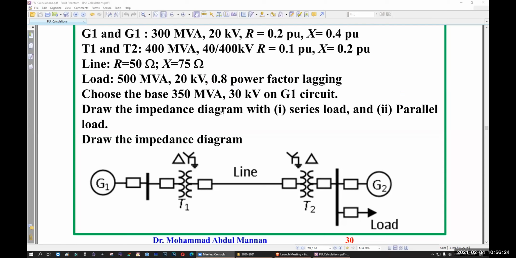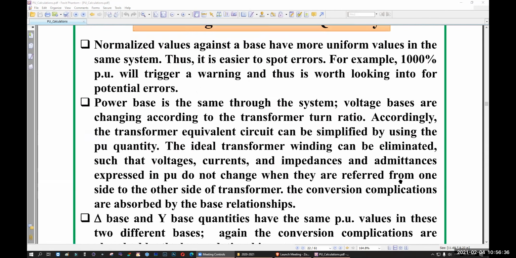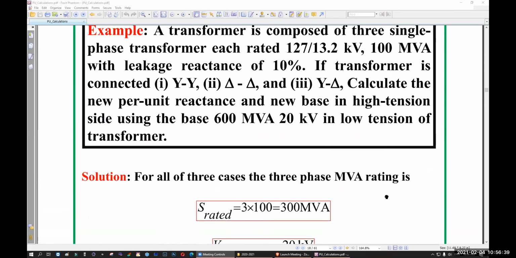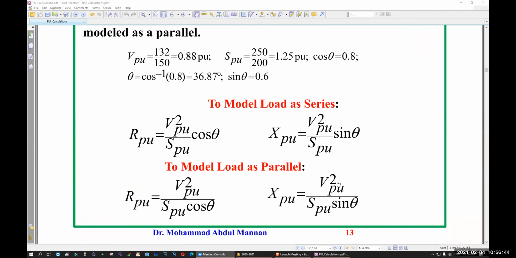Now, draw the impedance diagram with series load and parallel load. Series load and parallel load, draw the impedance diagram. What is series load and parallel load? We have done it before. Here, R is equal to V square PU divided by S PU into cos theta if it is in series. And X will be V square PU over S PU sin theta. Got my point? Everyone? Yes, sir.